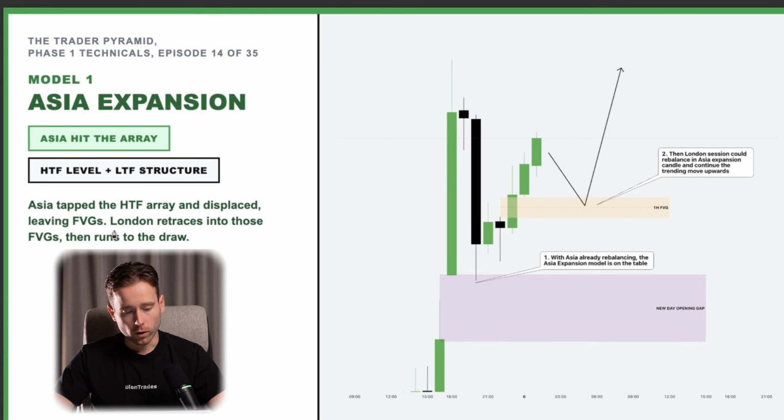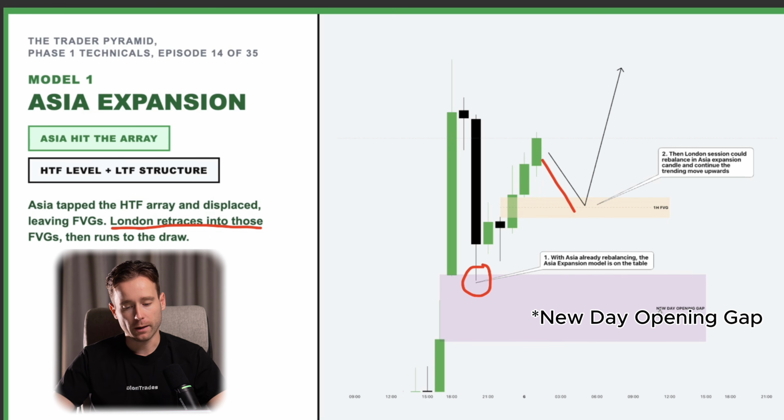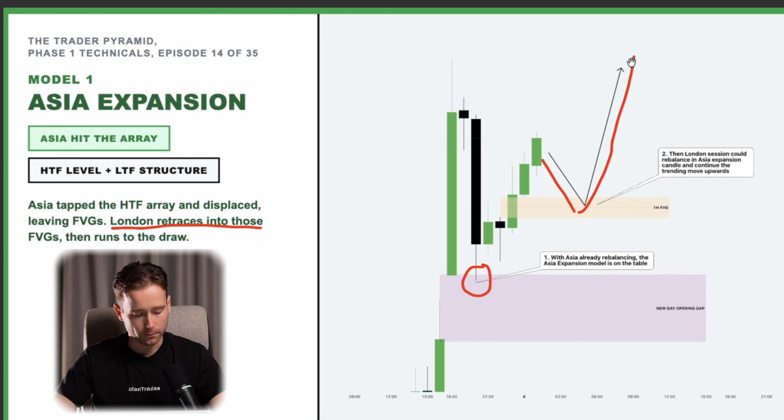And what we are looking for is that London retraces into those fair value gaps and then runs to the draw on liquidity. So we have a 1 hour bullish fair value gap here. We assume that Asia already made the low here because we are very bullish and it's already in a new week opening gap. That means we expect London to trade into there before continuing higher. Where to? Low hanging fruit, just an old high right here.